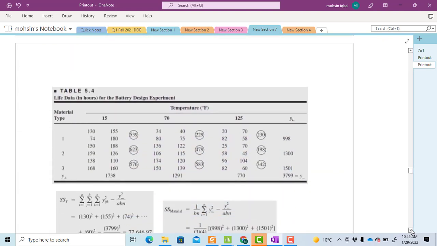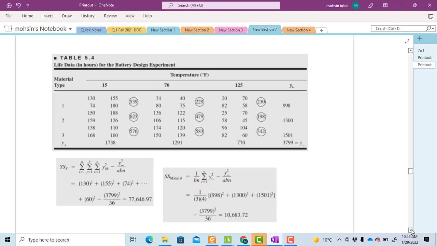So while solving this, what we will have to do, I have told you the formulas in lecture 4, the video recording 4 of this series. First of all, we have to take the row sum. Like 539 plus 229 plus 230, and it will be equal to 998.